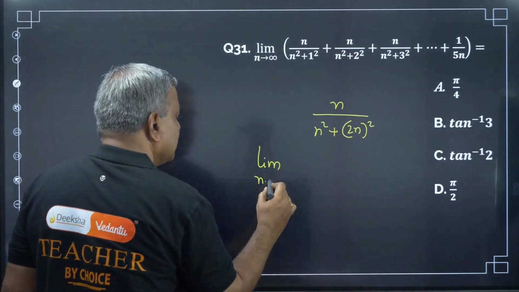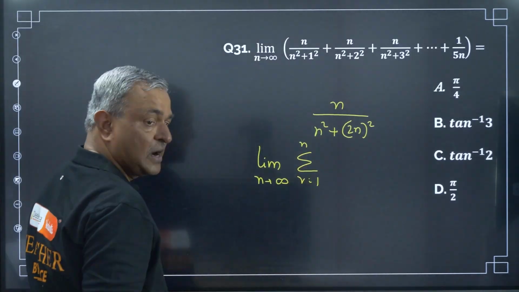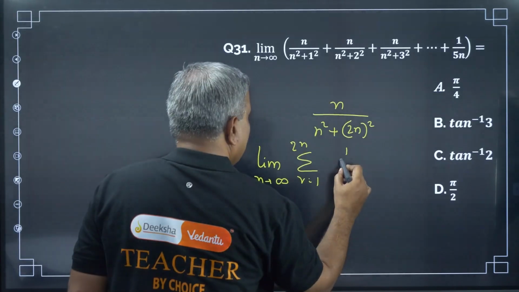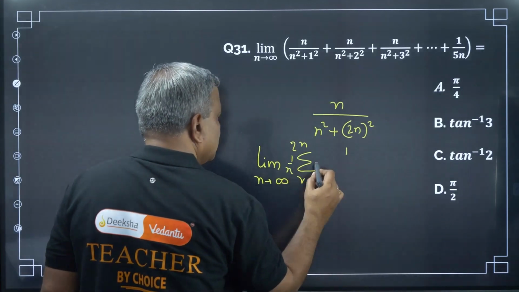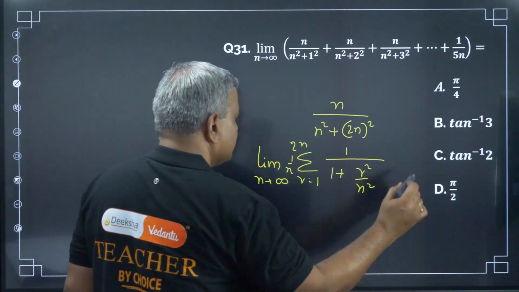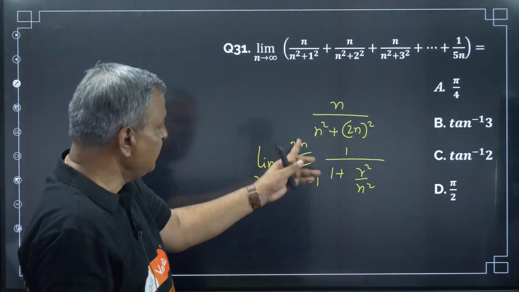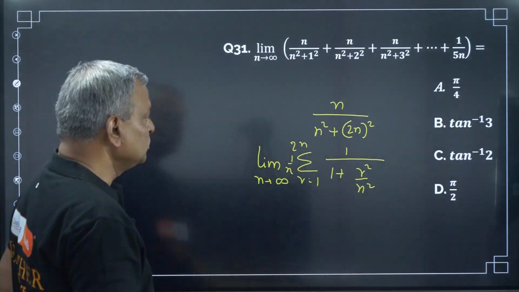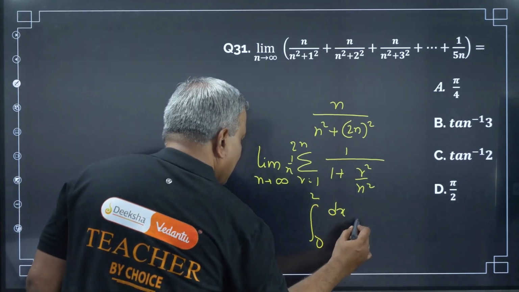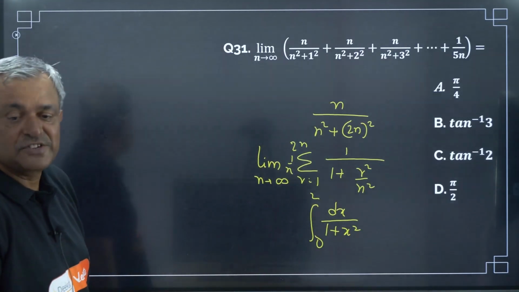This comes as an integration limit as a sum, r equal to 1 to 2n, actually 2n. So what happens? You take 1 by n out, this becomes 1 plus r square by n square. If you take n square out, n by n square will give you 1 by n, remaining r square. So this is nothing but integral 0 to 2 dx by 1 plus x square. This comes under the chapter integration limit as a sum.